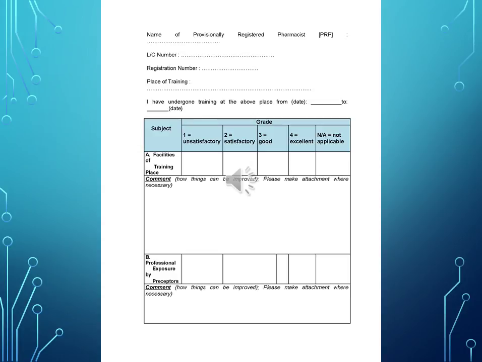Appraisal of preceptors. Name of provisionally registered pharmacist, license number, registration number, place of training. I have undergone training at the above place from date to date. Subject, grade: unsatisfactory, satisfactory, good, excellent. N/A equals not applicable. A. Facilities of training: place. Comment: how things can be improved. Please make attachment where necessary. Professional exposure by preceptors. Comment: how things can be improved. Please make attachment where necessary.